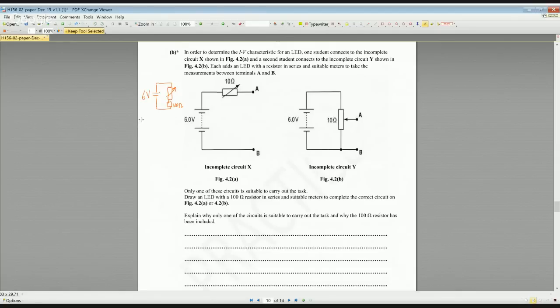That would give you the maximum voltage across the resistor and therefore also the LED. Let's just forget it. Imagine the LED is part of the resistor here for a moment, so we'll neglect the LED's own resistance. So the maximum voltage would occur when the variable resistor is set to 0 ohms.